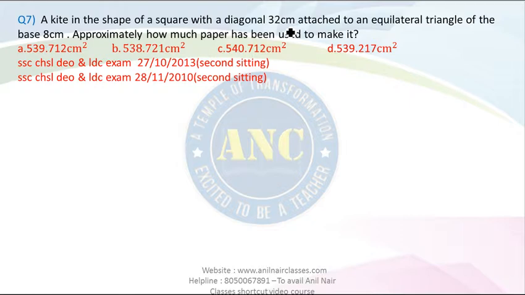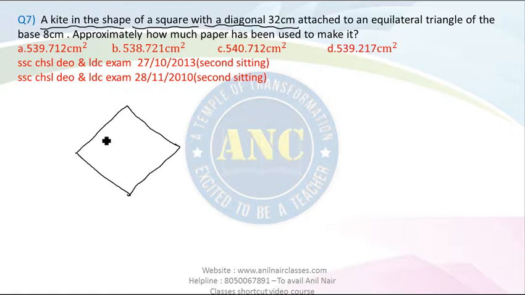Next question. See this question, sir. Original question which had come in the year 2010 and 2013. A kite is in the shape of a square with a diagonal of 32 centimeters. Let us do statement by statement. Let us not hurry up. Now, this is the usual form of a kite, right? A kite is in the shape of a square with diagonal 32 centimeters.